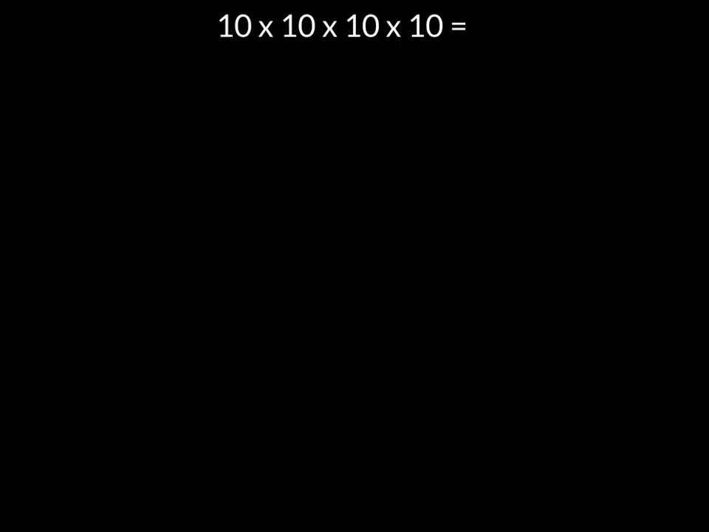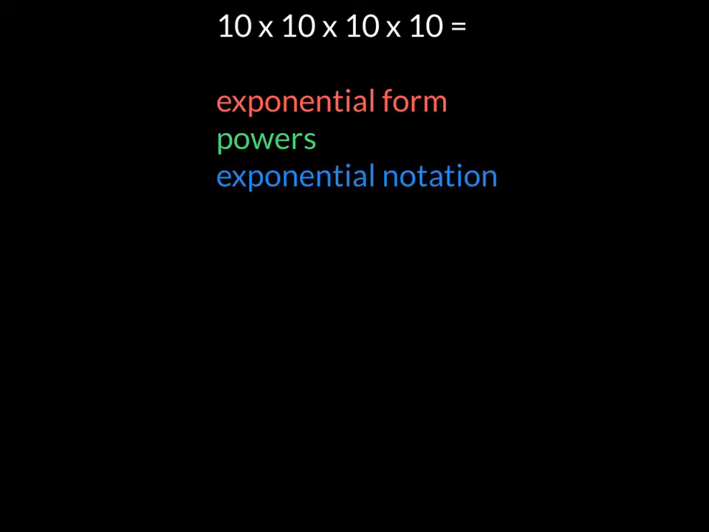Let's jump right in with an example. We have 10 times 10 times 10 times 10. When the factors are the same, the number or product can be written more concisely in exponential form, which is also called powers or exponential notation. And it looks like this: 10 to the fourth, which equals 10,000.